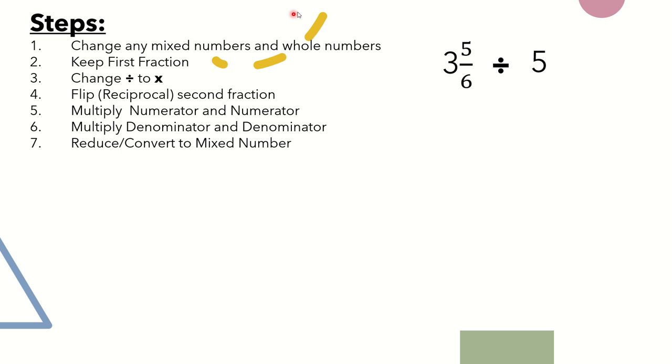So I have two things that I need to change before I can start the problem. First of all, I have a mixed number, which I will have to convert into an improper fraction. Then I have a whole number, and I can just convert that into a fraction by adding a 1 underneath it. Then let's do the math and start with our steps on the side.